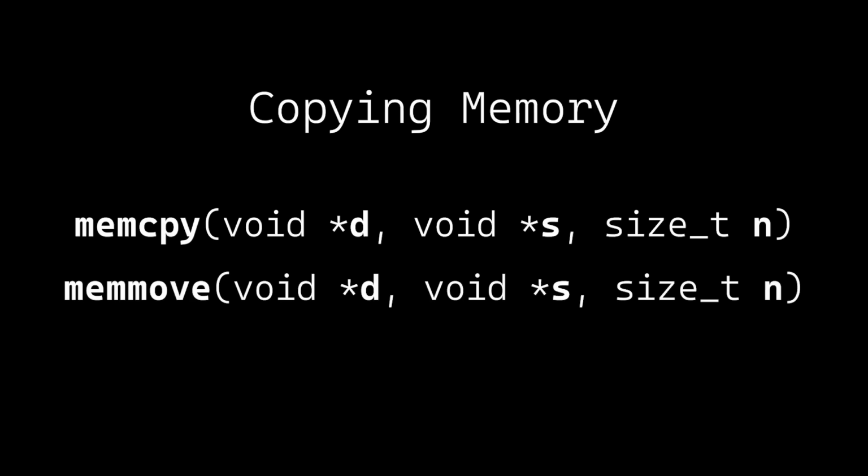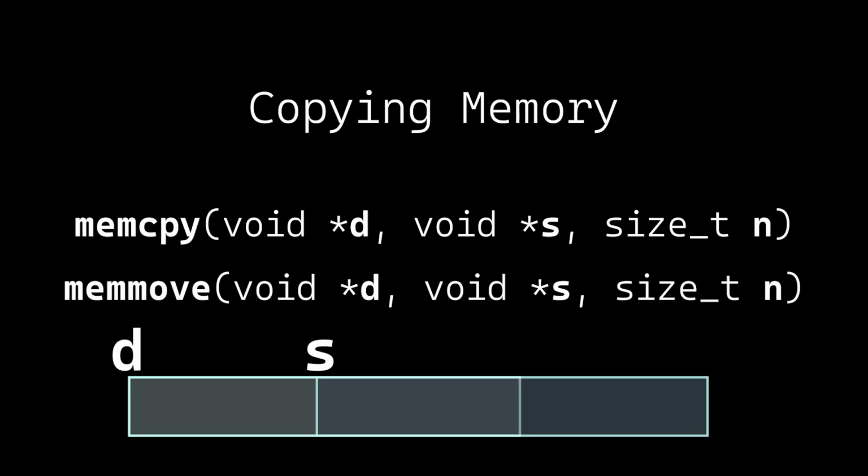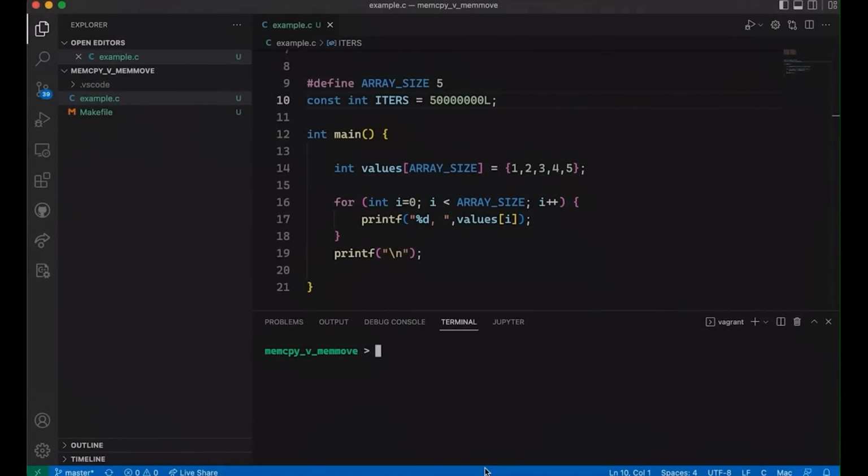The only thing that's different between them is that memmove can handle one case that memcpy can't. That is the case when the memory blocks overlap. So really quick, let's look at this code. Here I have a simple program. We have an array. It has 5 integers in it. And we have a loop down below that simply goes through those integers and prints them out.